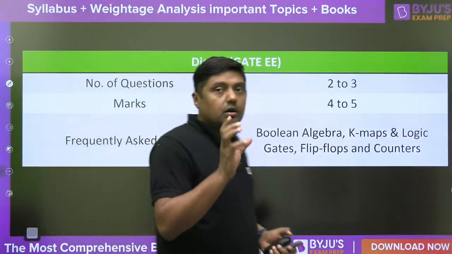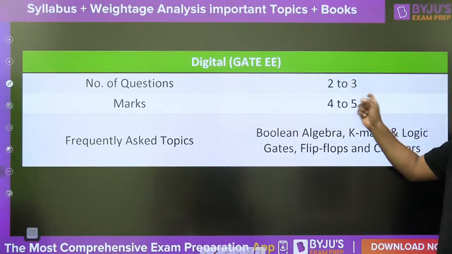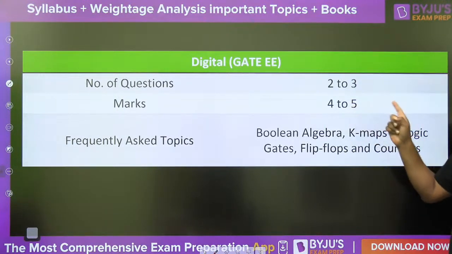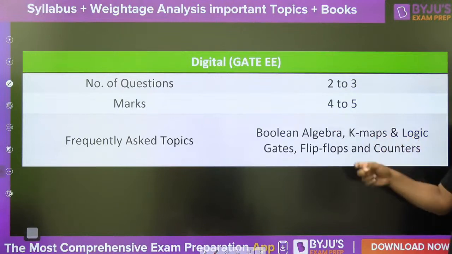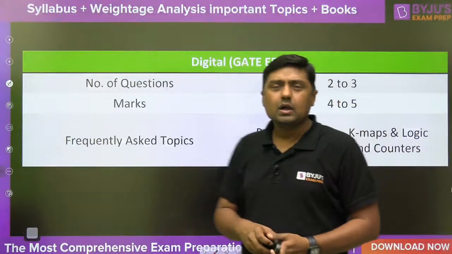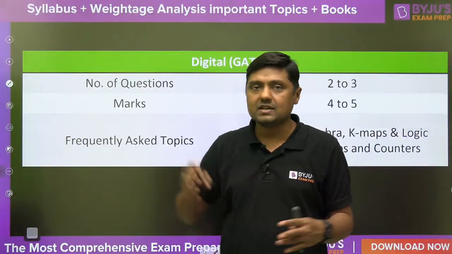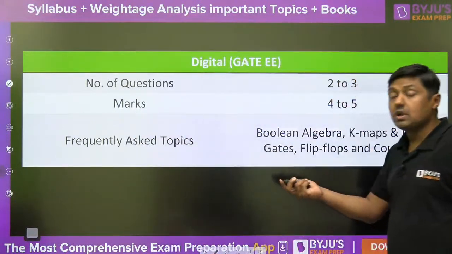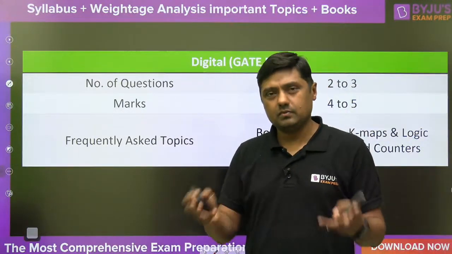Now, for electrical students, what about the marks? 2 to 3 questions, marks 4 to 5. That is the average of the last 5 years' papers. So 4 to 5 marks, and the important topics are Boolean algebra, K-maps, logic gates, flip-flops and counters. Normally we get the questions from these topics. Very few questions come from logic families, because that is not mentioned in the syllabus, but indirectly we get some questions. Sometimes, last year, 1 question from microprocessor. So we can say that is out of syllabus, but it was a question.